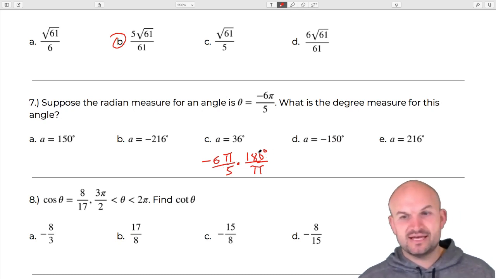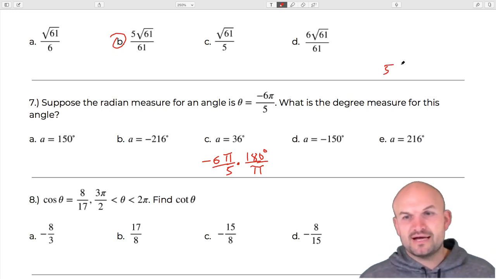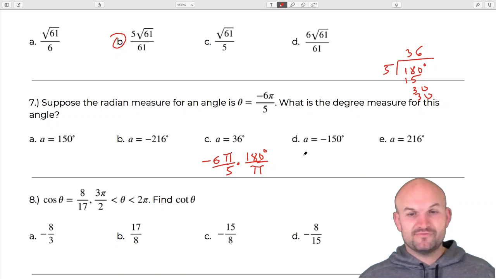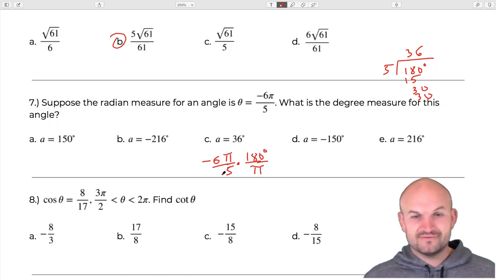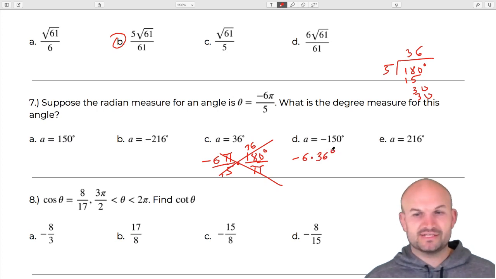Some of my students didn't have a calculator, so I said, go back to your roots. How many times does 5 go into 180 degrees? Well, 5 goes into 18 3 times. 3 times 5 is 15. Subtract. 5 goes into 30 6 times. 6 times 5 is 30. There's a remainder of 0. So therefore, we basically have 5 divided into 36 here. The pi's divide out. That goes in there 36. We're basically left with negative 6 times 36 degrees.